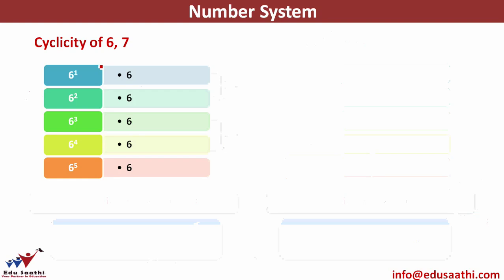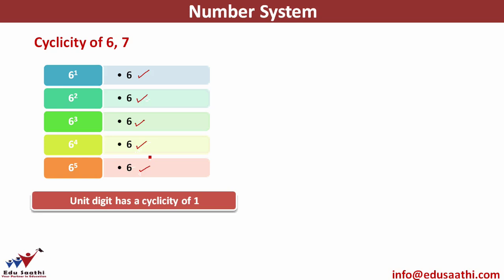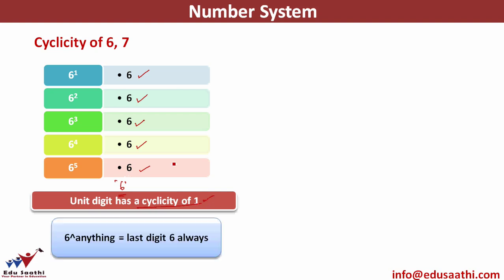6, if I talk about 6 raised to power 1, 6, 6 square, 36. 6 cube again ends up in 6. 6 raised to power 4 ends up in 6. 6 raised to power 5 ends up in 6. So again we can say that unit digit 6 has a cyclicity of 1. That means 6 raised to power anything, if the unit digit is 6 and the power is anything, it will always end up with 6. My last digit would be 6. Similar to the case of 5.